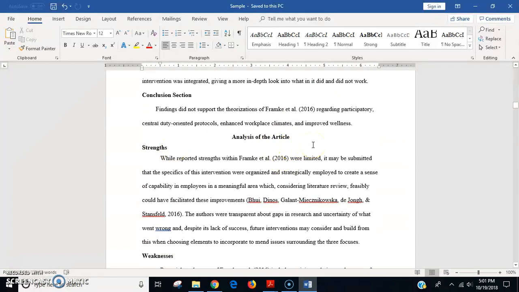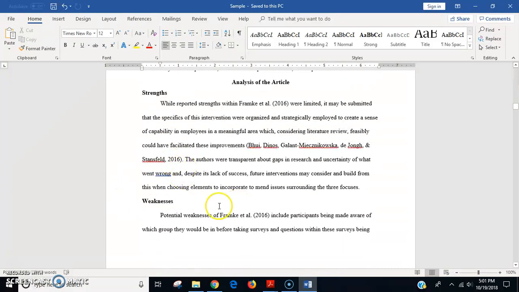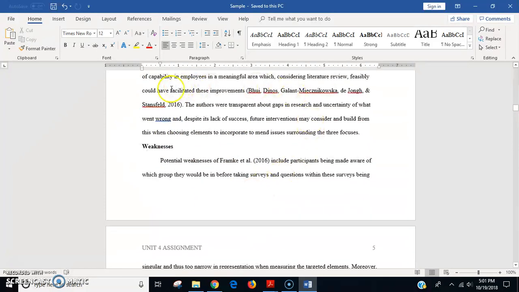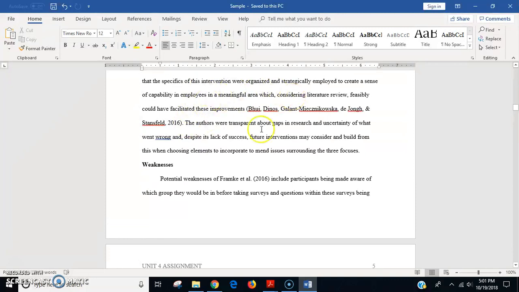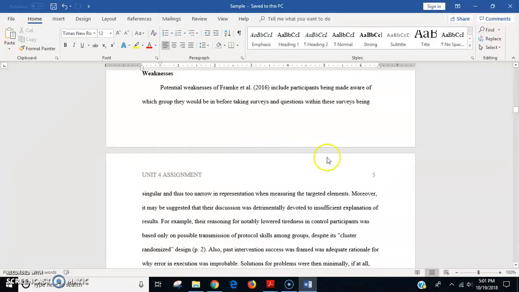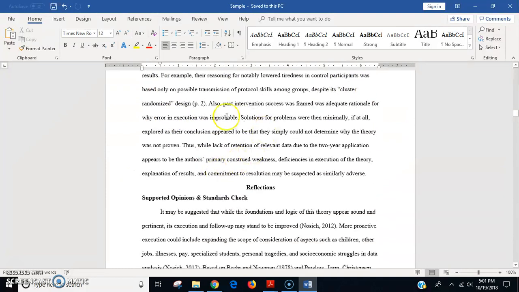Analysis of the article. Some of you just totally forgot that part. Okay? The strengths and weaknesses, which is the main point of the paper in the first place, for you to think critically about this. Note that this person went outside of the paper to give me points as to why this is a good paper.